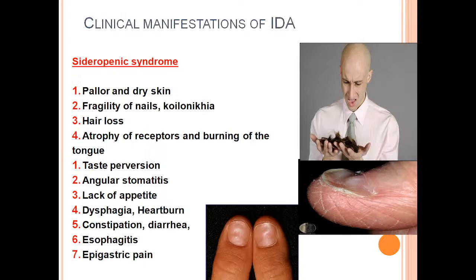What about the clinical manifestation of iron deficiency anemia? You will see sideropenic syndrome. What kind of clinical signs will you see? Pallor and dry skin, fragility of nails, koilonychia, hair loss, atrophy of the papillae of the tongue, taste perversion, angular stomatitis, lack of appetite, dysphagia.